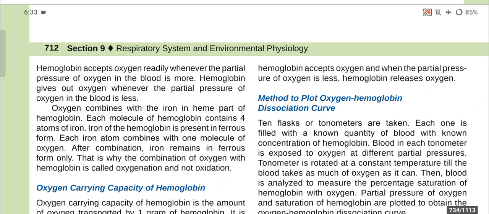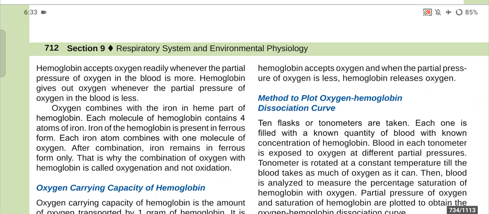Now, the oxygen combines with the iron in the heme part of the hemoglobin, and each molecule of hemoglobin contains 4 atoms of iron. The iron in the hemoglobin is present in the ferrous form, and each iron atom combines with one molecule of oxygen. After combination the iron remains in the ferrous form only, and that is the reason why the combination of oxygen with hemoglobin is called oxygenation, not oxidation.